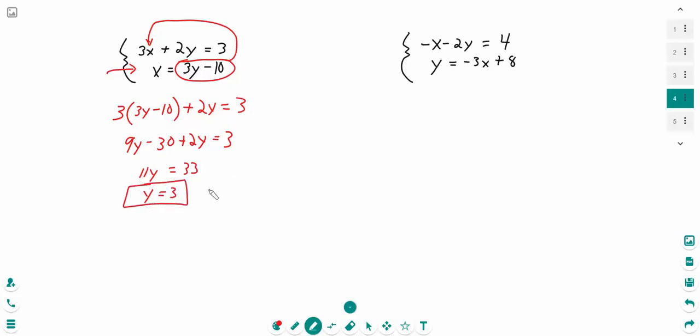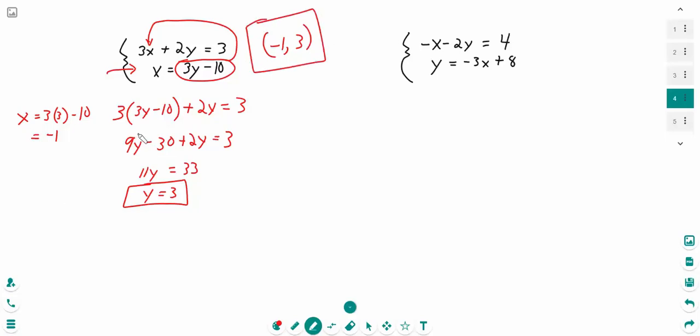All right? What's x going to be equal to? Well, let's plug the y in. And we'll go to the second equation again. So we have x is equal to 3y, which the y we know is 3, minus 10. So x is going to be equal to 3 times 3, which is 9. 9 minus 10 is negative 1. So our ordered pair is going to be negative 1, 3.